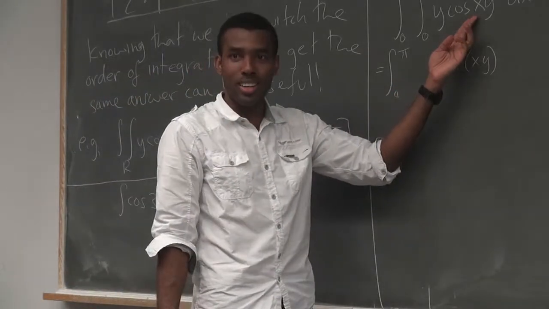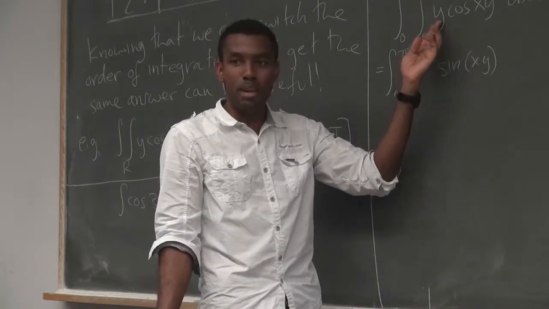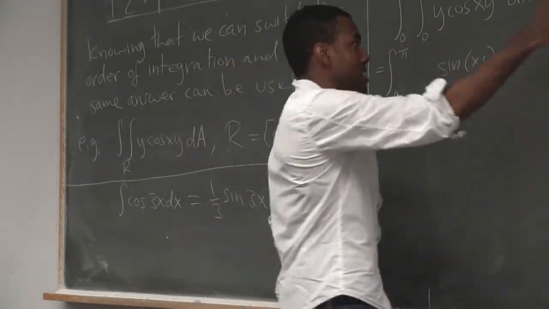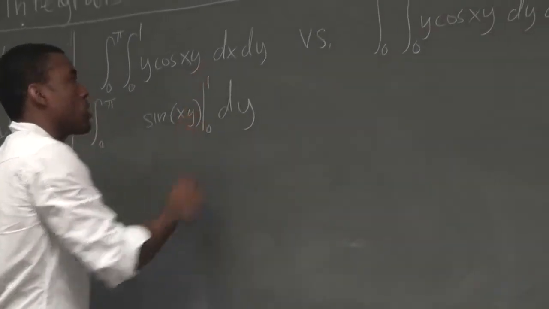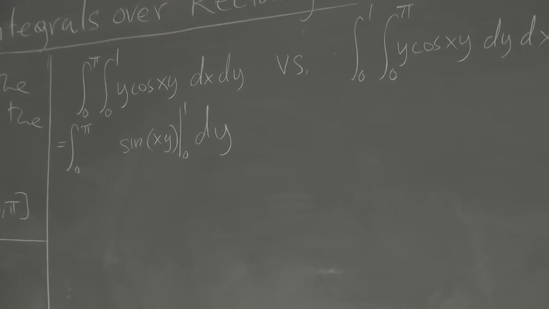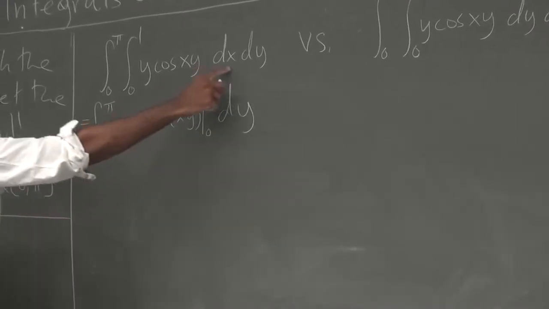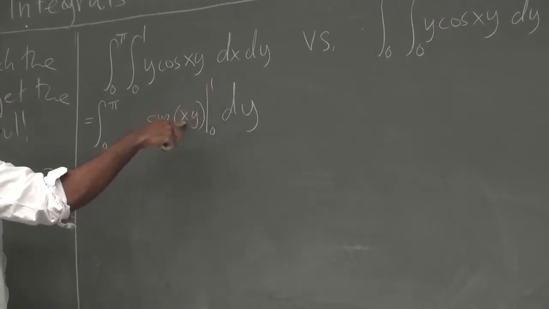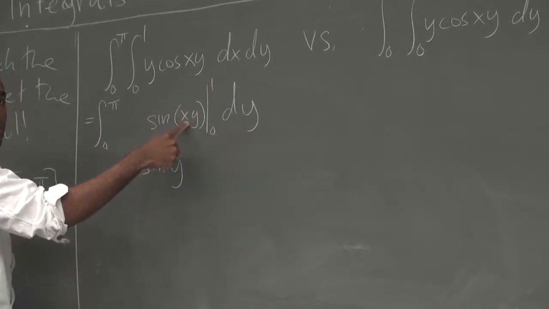Cosine xy. Oh, 1 over y, sine of xy, times this y, the y goes away. Right? And that's between 0 and 1. Now I'm going to plug that 0 and 1 into which variable? Into the x, because I just did dx. So I'm going to take the 1, plug into here, I'm going to get sine y. Take 0, plug into here, sine of 0, 0.